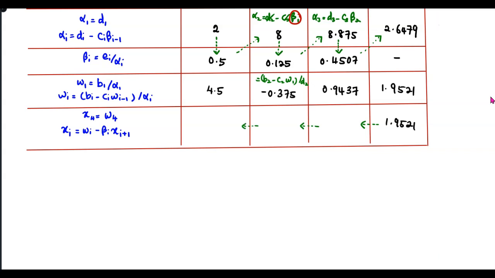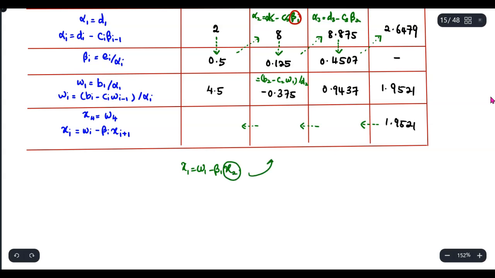Because you can see, in order for you to get x1, x1 is actually w1 minus beta 1 x2. So you need the information of x2, which is here. The same thing, in order for you to get x2, in the formula you need the information of x3. When you want to get x3, you need the information of x4, which is known actually. So that's why we start from the back. We start from x4, and then follow accordingly.